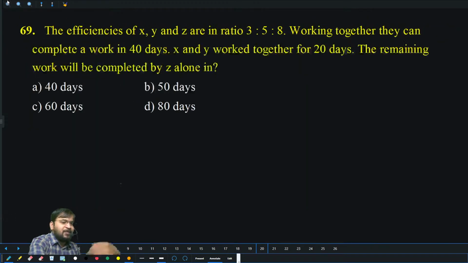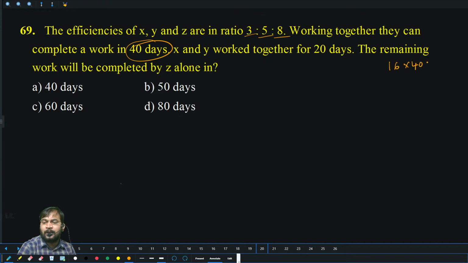Next, the efficiencies of X, Y, Z are in the ratio 3:5:8. Working together they can complete a work in 40 days. What is the 1 day efficiency of the three? 16. The 3 persons' efficiency is 16 per day. They are done in 40 days, and the total work is 640.